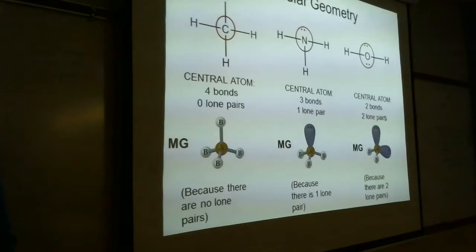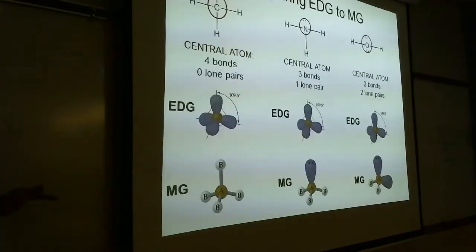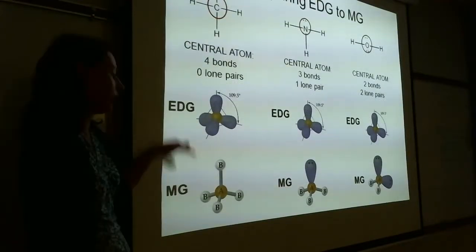What makes them different is their molecular geometry, which comes from the number of lone pairs. Okay? If there are no lone pairs, the molecular and the electron domain geometry are the same. If there's 1 lone pair, or if there are 2, that's what determines the molecular geometry. And again, these pairs are furthest away from each other as they can be. This is behind the screen. This one's coming out of the screen.